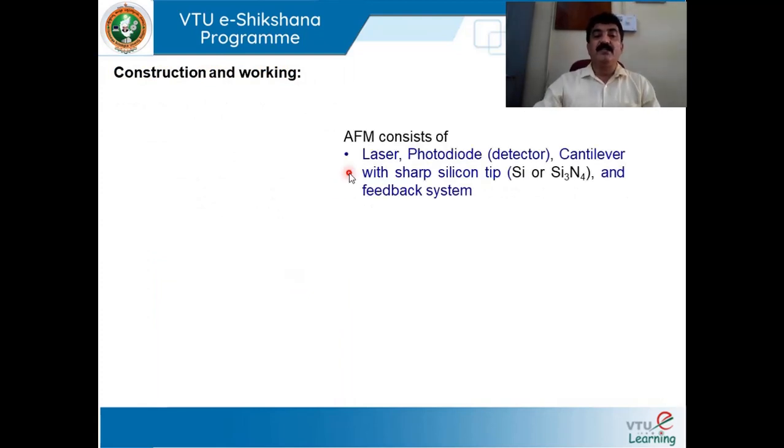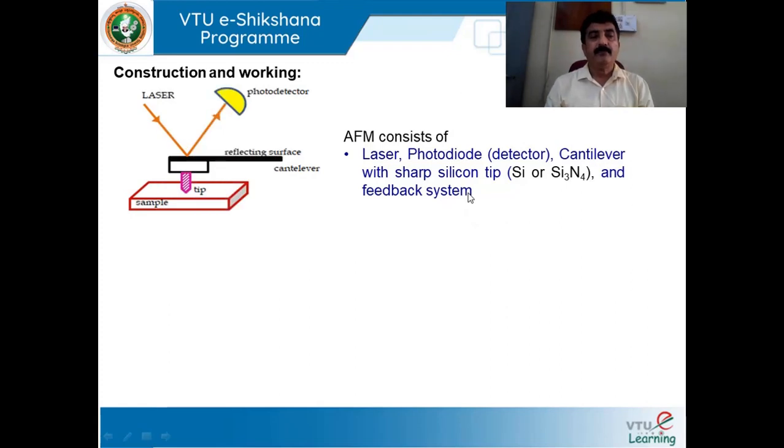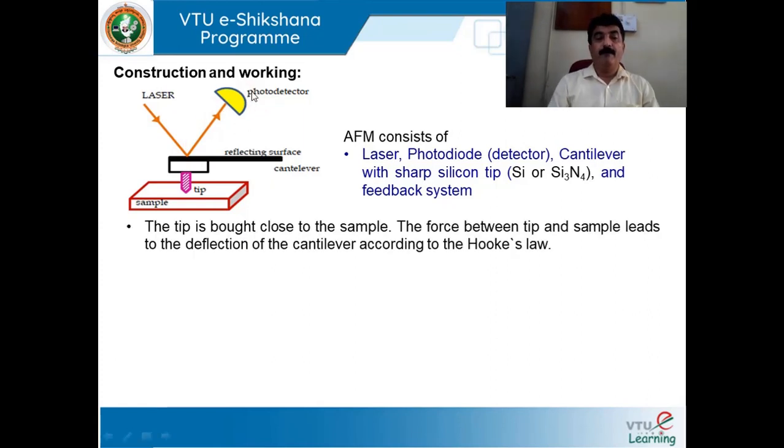It essentially consists of a laser, detector, cantilever beam, sharp tip made up of silicon, and feedback system. These are the different parts of the AFM. And here is how the AFM looks: specimen, tip of the probe, cantilever beam, laser beam, mirror (not shown here), reflected beam, and a detector, something like a photo detector. Working.